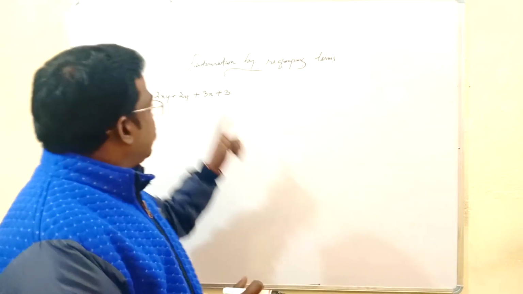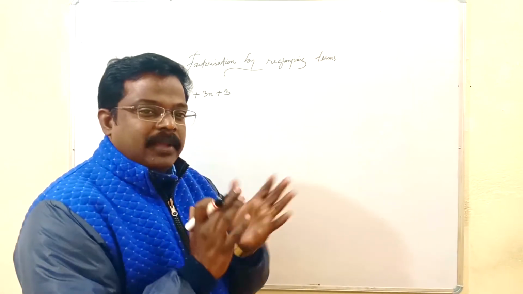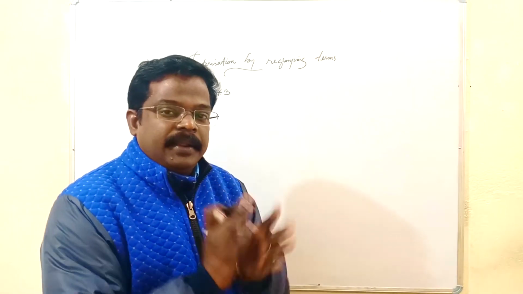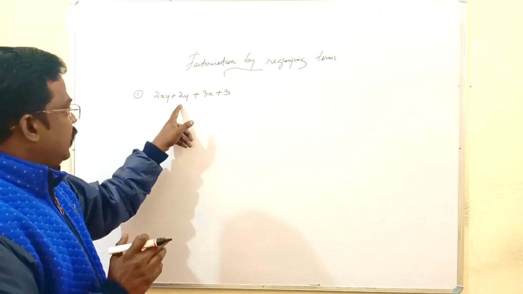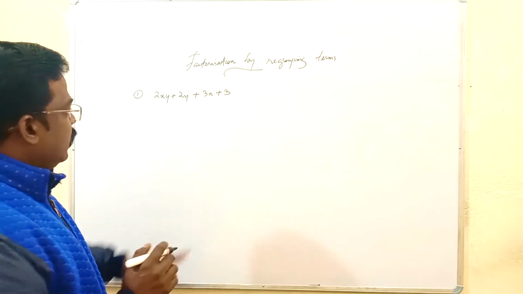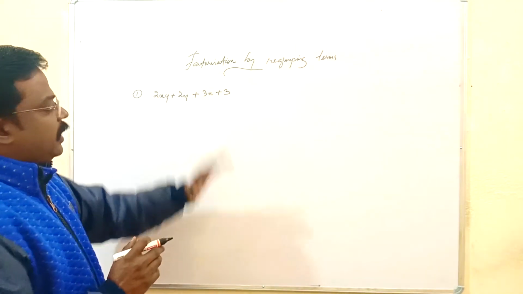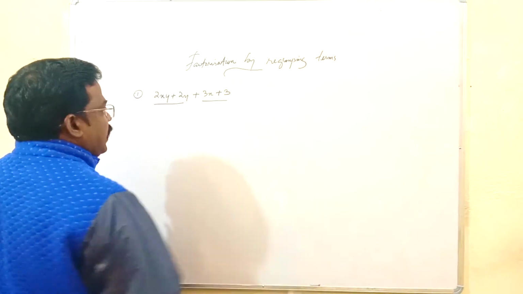Let us see the next method, that is factorization by regrouping terms. So regrouping means arranging terms and finding the factors. Here, 2xy plus 2y plus 3x plus 3. This can be grouped into two groups. This is one group and this is another group. We can take it like this and check that.